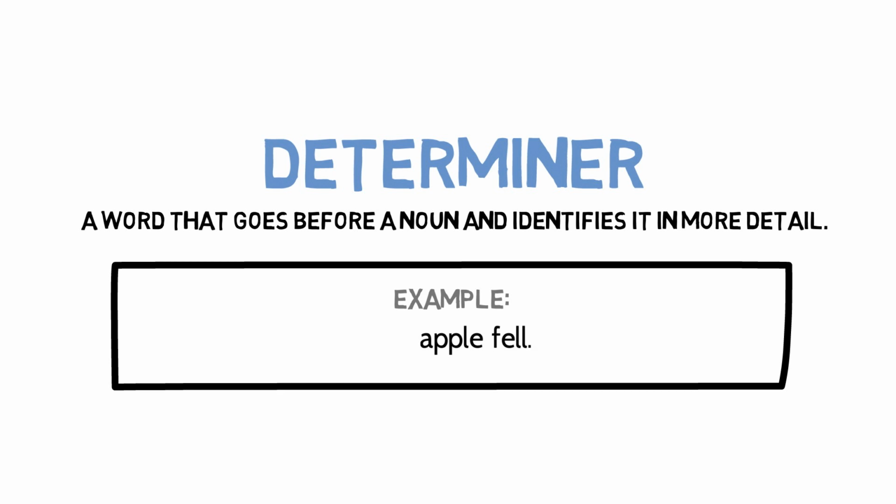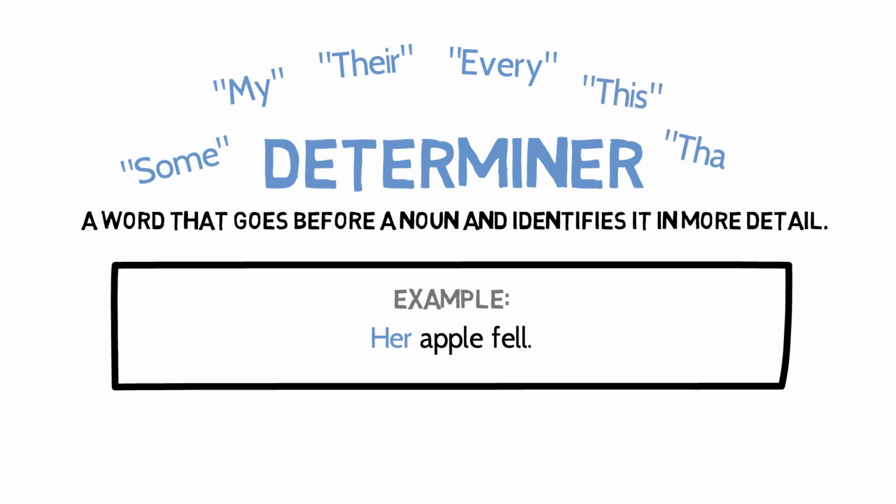Now, if we were to change the determiner to an, this changes the meaning of the sentence slightly. This time it tells us that an apple fell. It's less specific, so any apple from a number of them could have fallen. If we change the determiner again, this time to her, the meaning changes once again. Now it tells us that the apple belonging to a female character is the apple that has fallen. So each time we are given different pieces of information depending on the determiner that we've used. Other examples of determiners include some, my, their, every, this, and that.